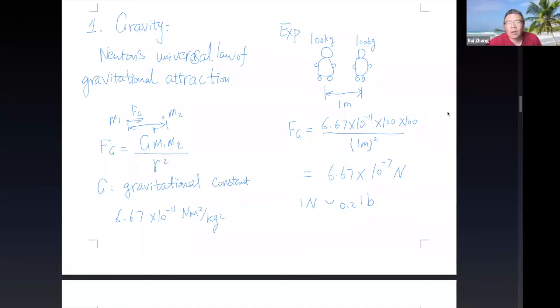Oh yeah, sure. I'm asking, there is one critical gravitational attraction that's very important and you feel that attraction every day. What attraction is that?